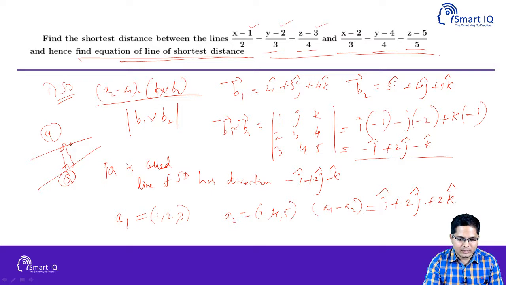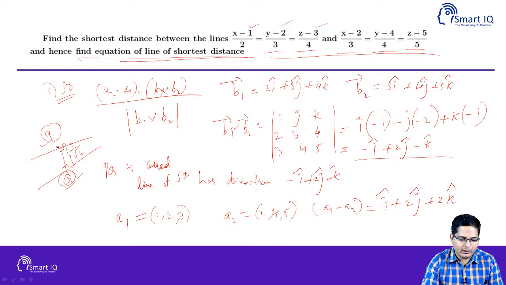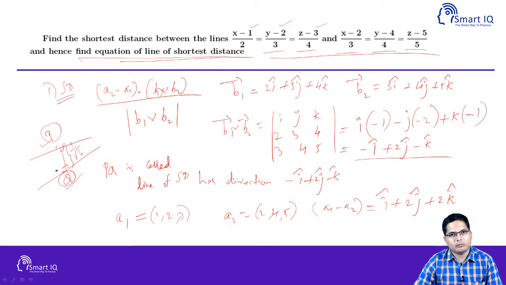Since the distance is 1 by root 6, does it mean we can find P and Q? No, we cannot find. So how to find P and Q? We know the direction of PQ, that is okay, but we need either P or Q, or both, no problem. Then we can find the equation of the line, right? Because we know the denominators already. The denominator is this only, minus i plus 2j minus k. If I know at least P or Q, then we can find the equation of the line.